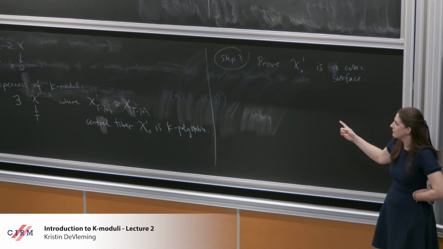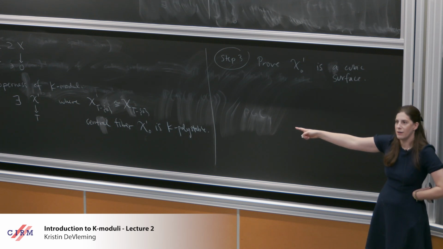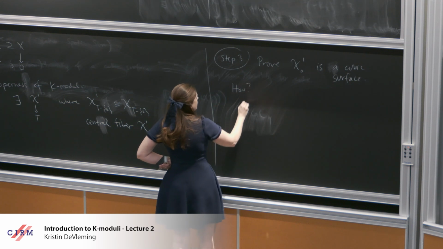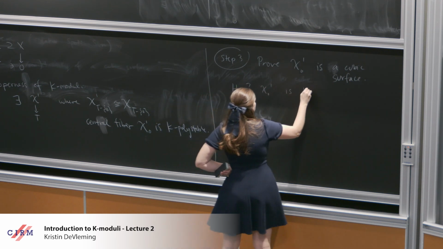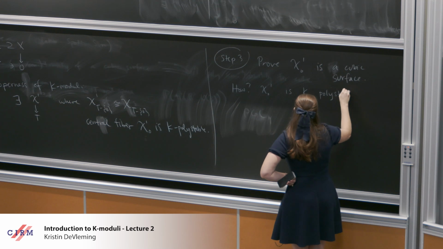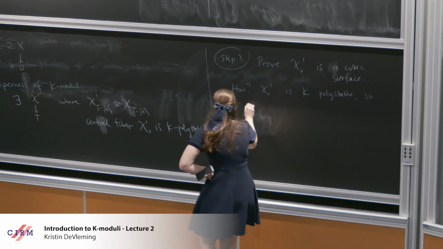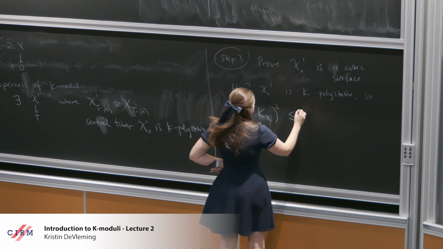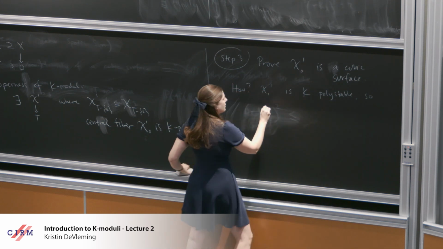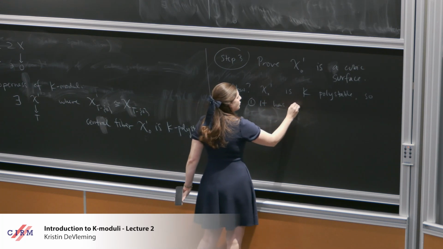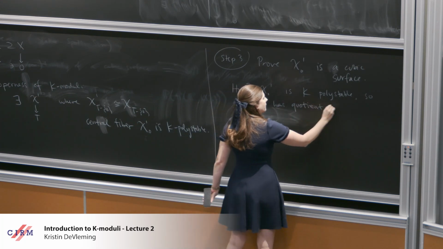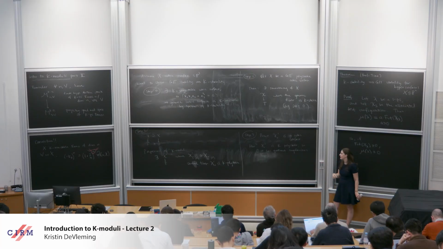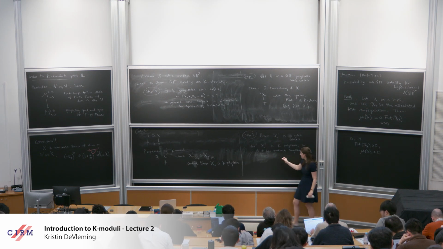So how do we do this? We use this volume bound over there. Okay? So how? Well, we know x0 prime is K-polystable. So minus K_x0 prime squared has to be less than or equal to... Okay, before I write that, let's say, first, it has quotient singularities, because for surfaces, K-semistability implies KLT, so it has quotient singularities.